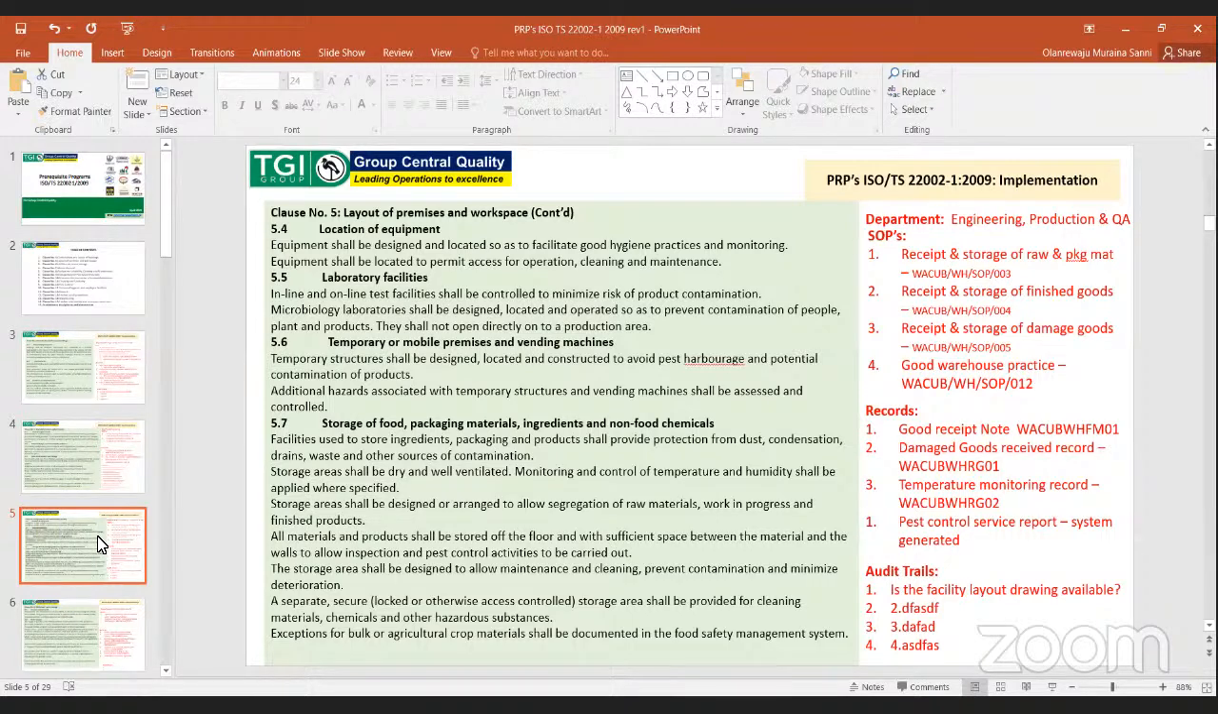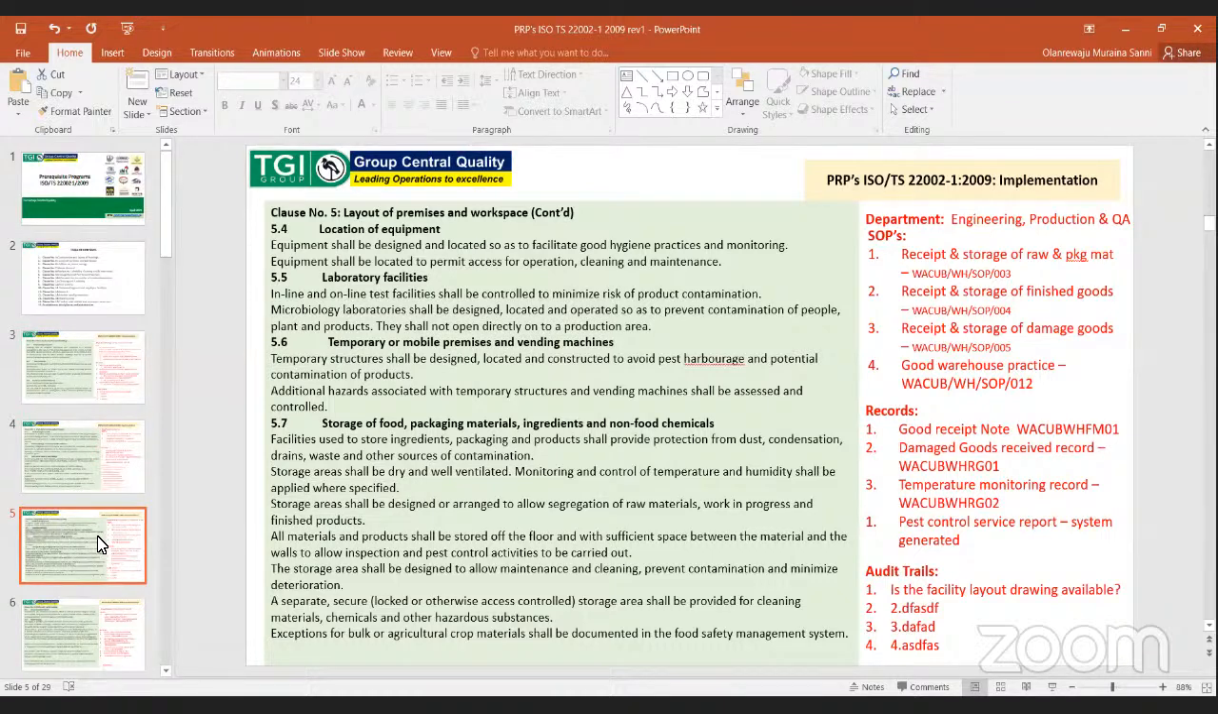The standard is saying that where we are going to put our microbiology laboratory should not be open to production, or there should be a demarcation. That is, whatever is coming should not be a direct opening to production. Then temporary mobile we don't have. Storage of food, packaging material, ingredients, and non-food chemical.